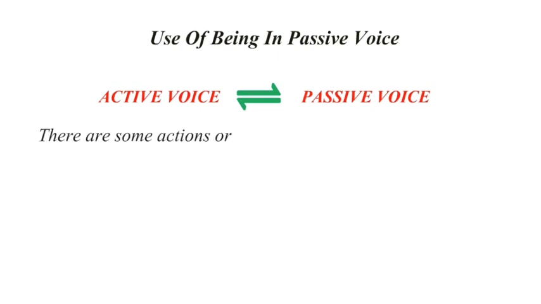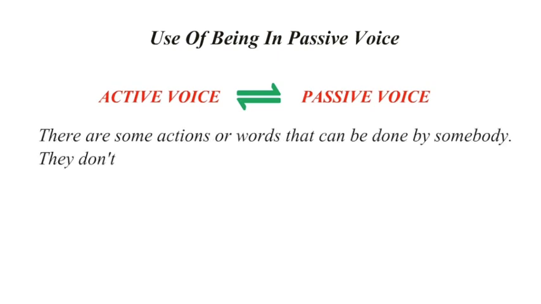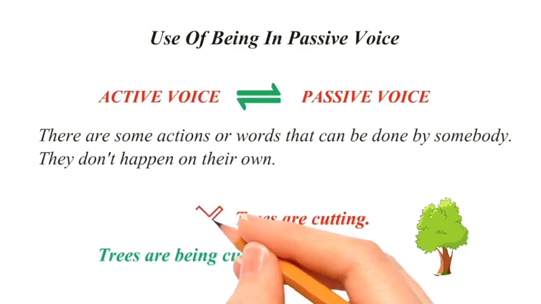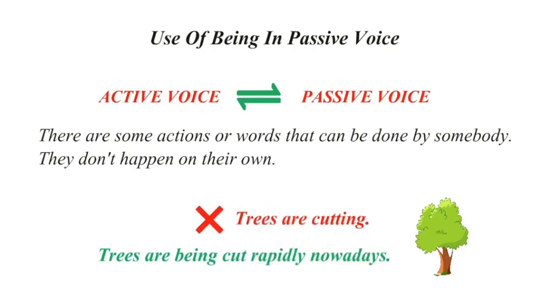There are some actions or works that can be done by somebody. I mean, they don't happen on their own. For example, cutting the trees. Trees don't get cut on their own. People cut them, right? So in passive voice, I would say, trees are being cut rapidly nowadays. I won't say trees are cutting. I would say, trees are being cut.